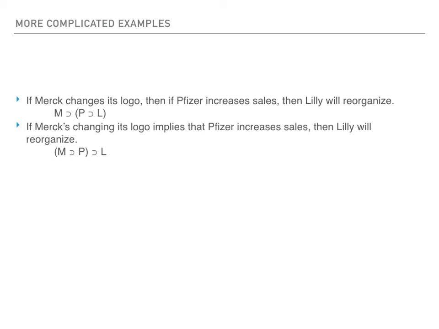We saw the word "if," and then we scanned over to where we found the comma. The comma was after the word "sales" and before the word "then." In between the "if" and the comma, we found the sentence, "Merrick's changing its logo implies that Pfizer increases sales." That sentence is going to be the antecedent of the conditional statement. It gets translated as M horseshoe P.